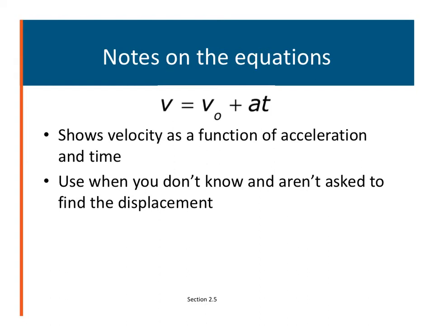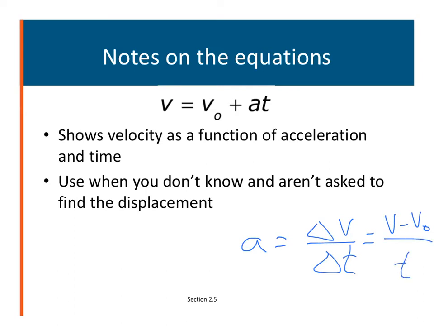Now remember, this comes from the idea that acceleration is equal to the change in velocity over the change in time. And really, change in velocity is simply v minus v naught, or the final minus initial, over time. Use some algebra and you get back up to this equation. And so when we don't have displacement, we can use this. This gives us our final velocity in terms of some initial velocity and the uniform acceleration and the time that it takes.